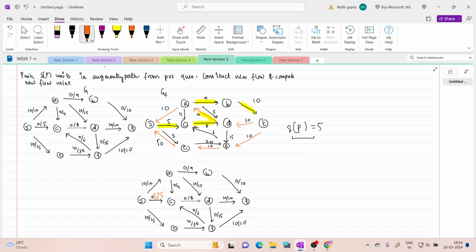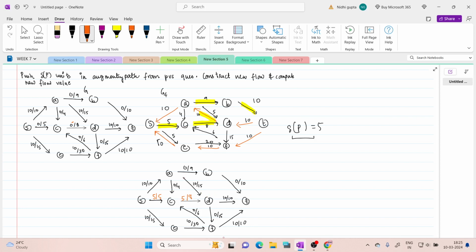Next edge in the augmenting path is CD. CD is also a forward edge. So what will be the new value of CD? Initially the flow is 0. Now we'll add the path capacity to it. So it will become 5 by 8.